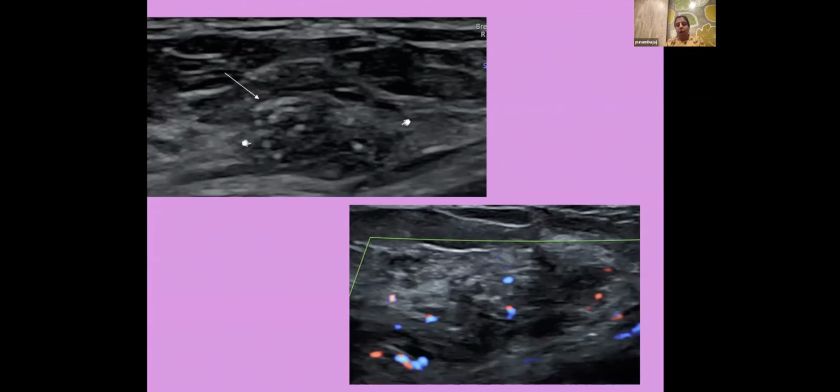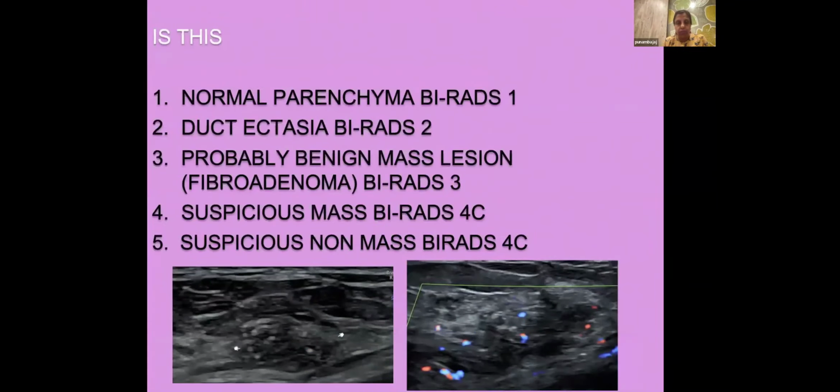And the questions are coming up, or maybe I can flash them and then you can vote for this. So is this normal parenchyma, BI-RADS 1? Choice 2, is this duct ectasia, BI-RADS 2? Is this a probably benign mass lesion like a fibroadenoma, BI-RADS 3, which we want to follow up at a 6-month interval? Is this a suspicious mass, BI-RADS 4C? And the fifth option is, is this a suspicious non-mass, BI-RADS 4C? So please start the voting or the polling.